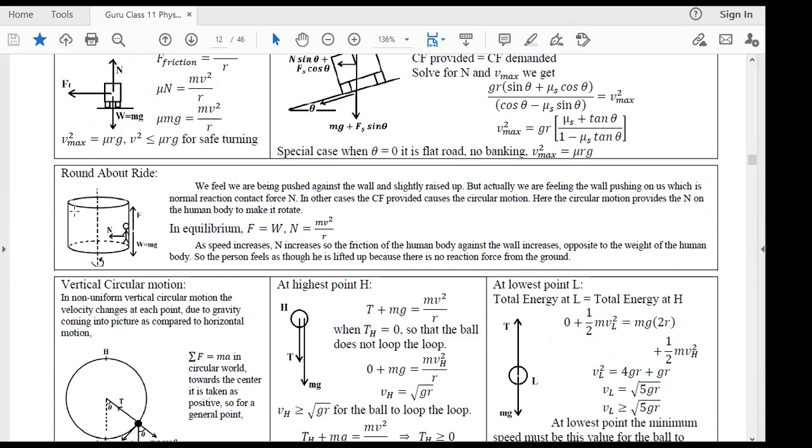This one, I'm not sure if I talked about this in the previous chapter. Anybody remember? Roundabout, right? I told you that you will feel like you are getting raised up, so that you will not feel the floor at all. Did we talk about this or not? The circular motion concepts.